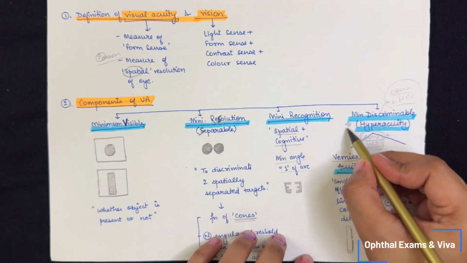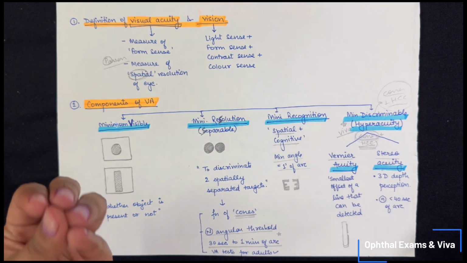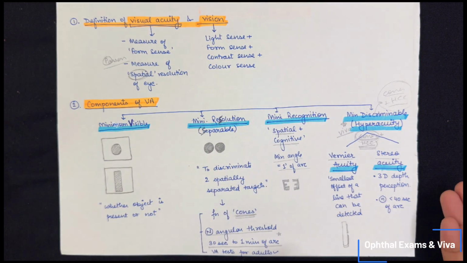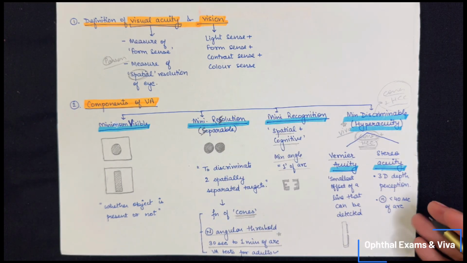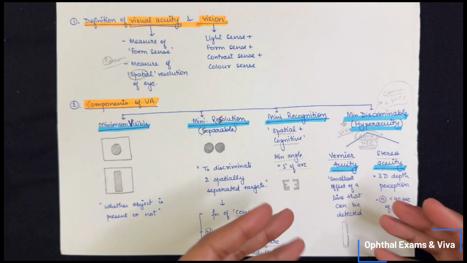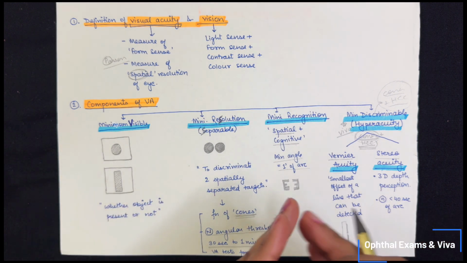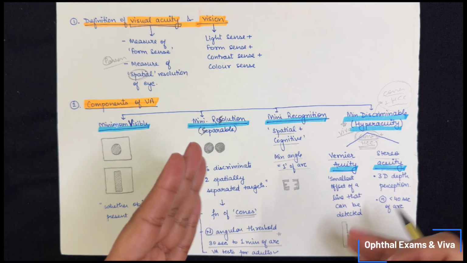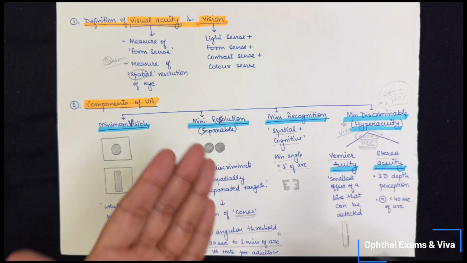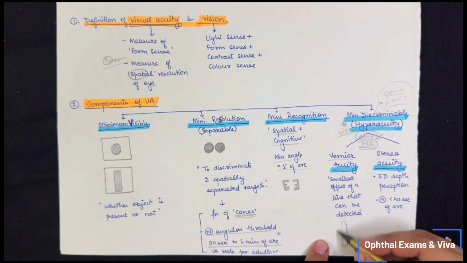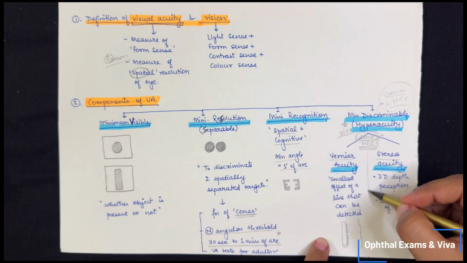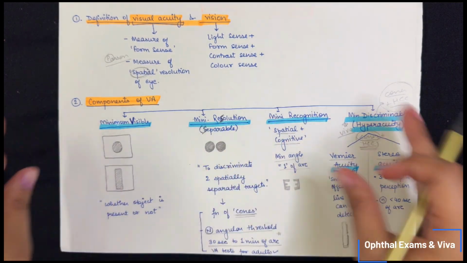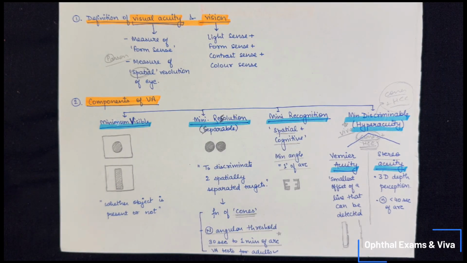Now this is very important because in Viva, what is hyperacuity? What is the difference between vernier acuity and stereo acuity? So you should know that stereo acuity is a 3D depth perception, mainly for depth, but vernier acuity is a very small offset of a line that can be detected, right? So mainly ability to determine whether or not 2 parallel straight lines are aligned in frontal plane or not, right? Like this. So you can divide it that way. So this is how you write about components of visual acuity.